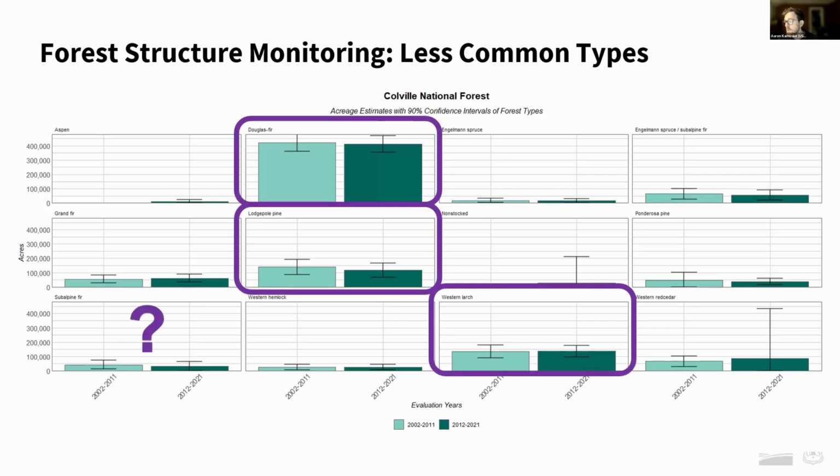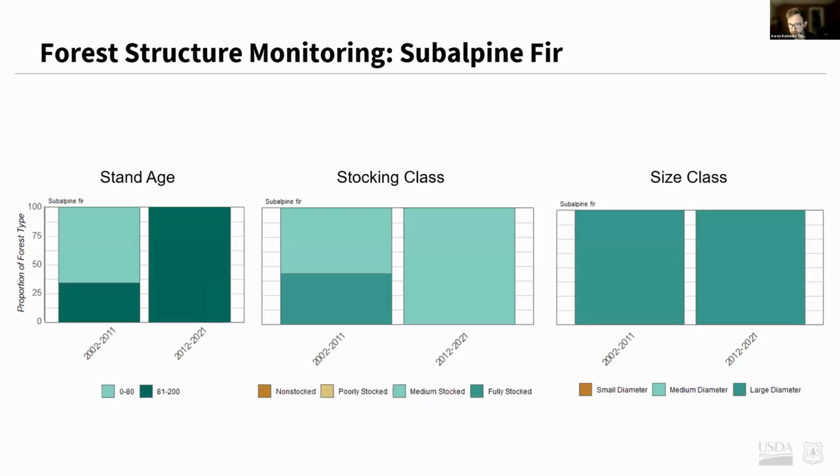For example, maybe there's an interest in subalpine fir for one of the reasons mentioned previously. So while this forest type may be harder to monitor due to the lower number of plots and increasing confidence intervals, it also may allow us to concentrate our monitoring efforts only on the places that are truly in need to answer a given question.